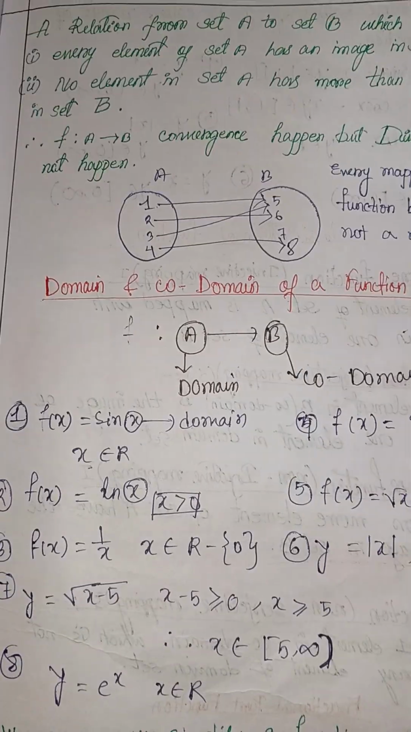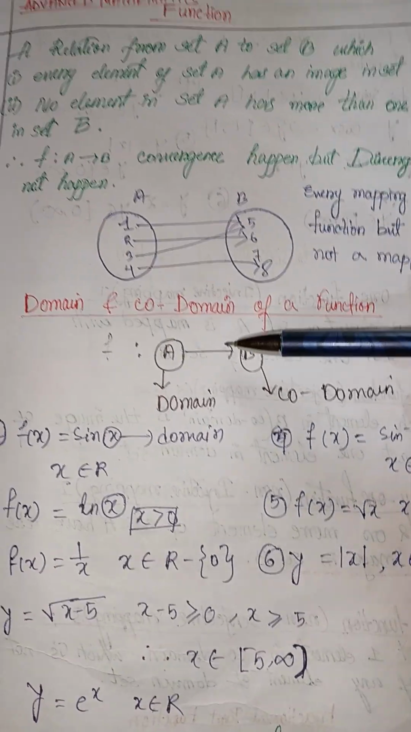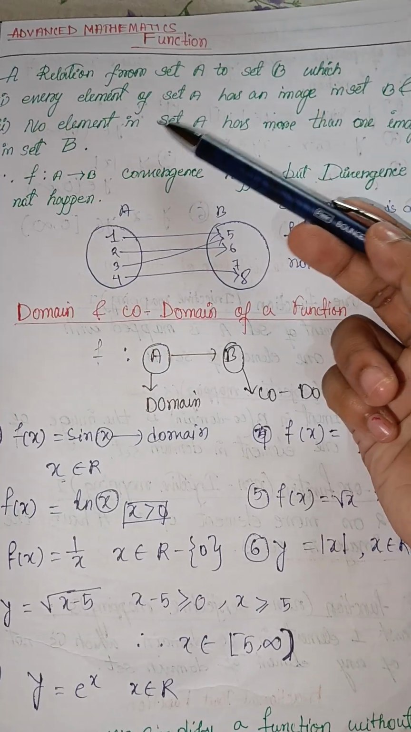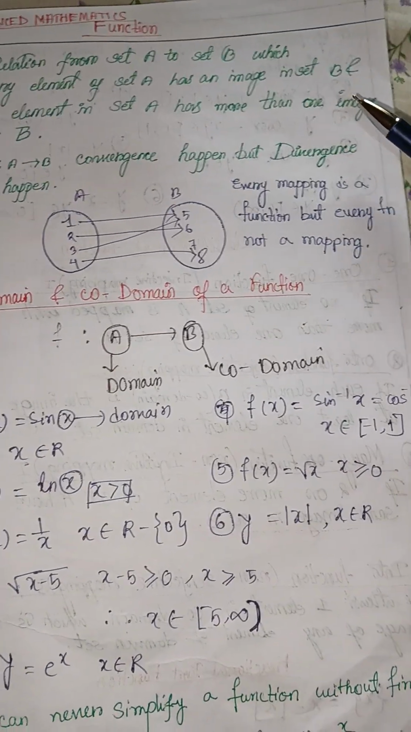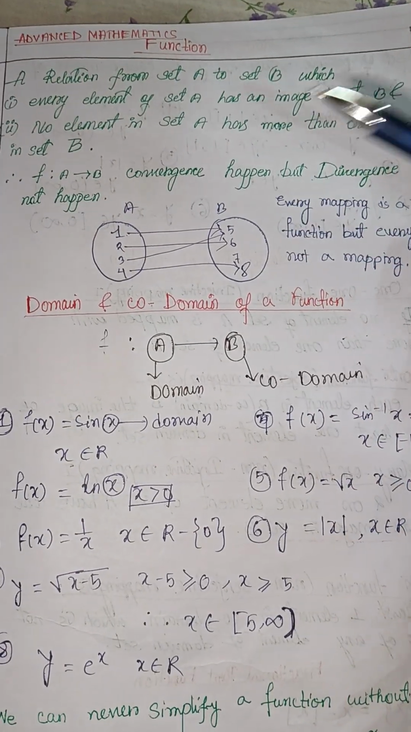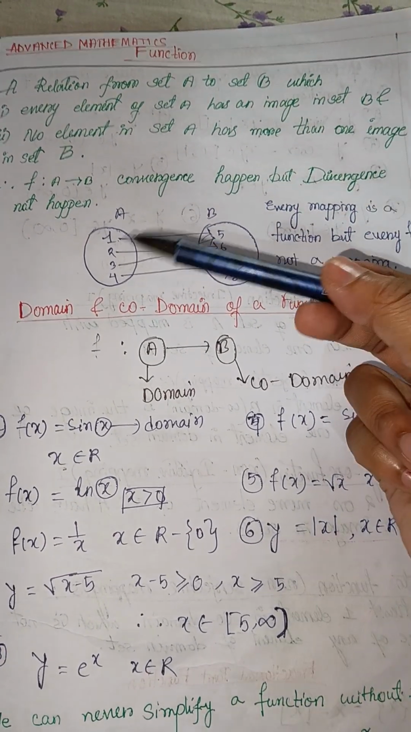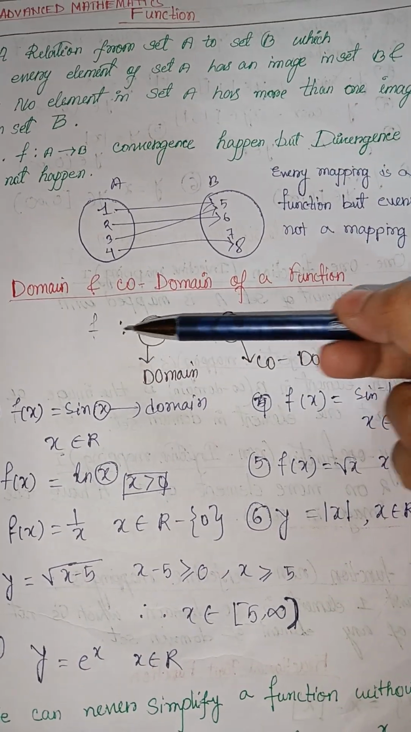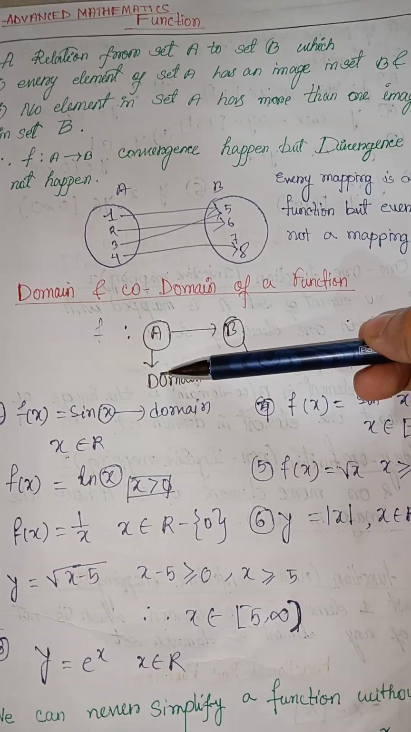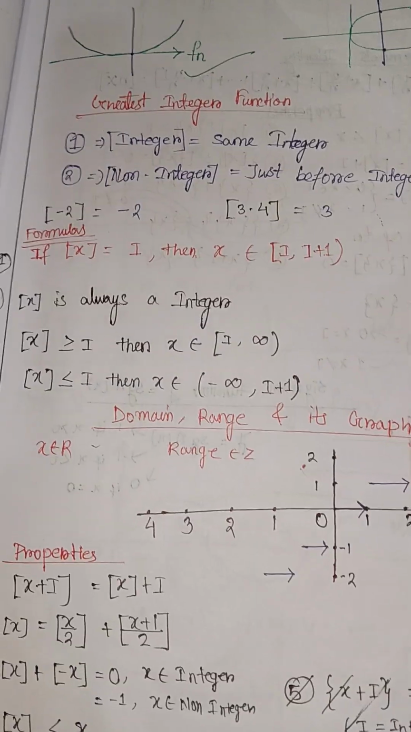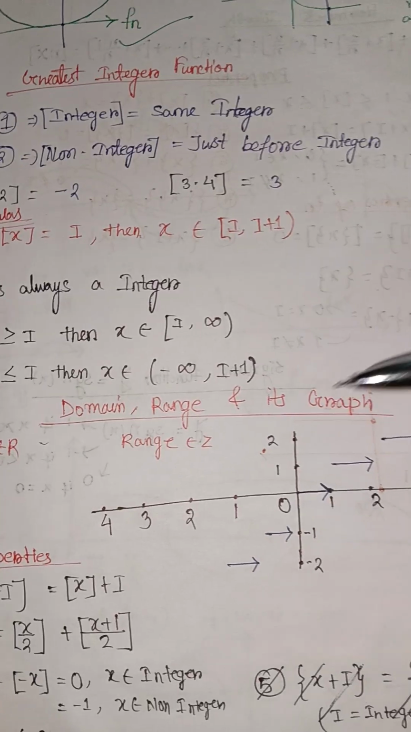For a function, firstly you have to know this: a relation from set A to set B in which every element of set A has an image in set B, and no element in set A has more than one image in set B, is called a function. Definitely convergence can happen but divergence cannot. For a function from A to B, A is called the domain and B is called the codomain. So let's move on to our topic. Today's topic is domain, range and its graph.